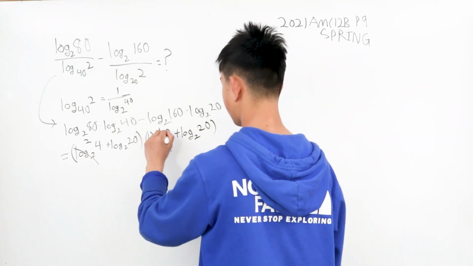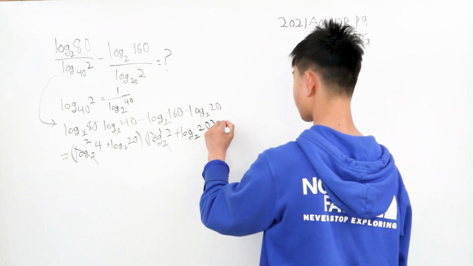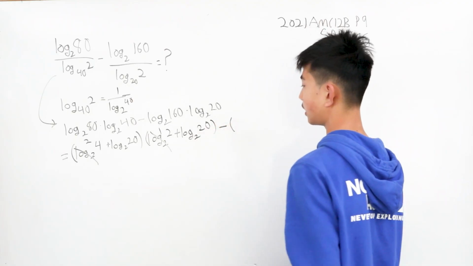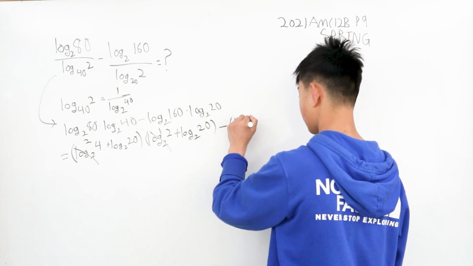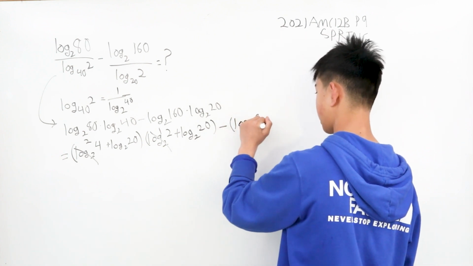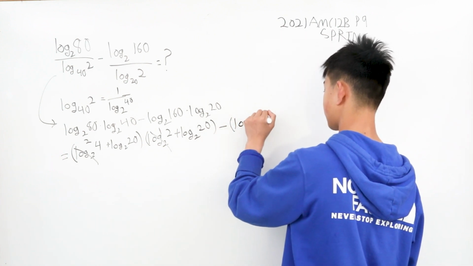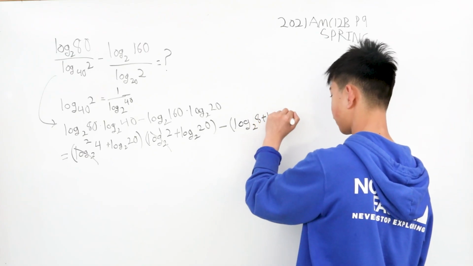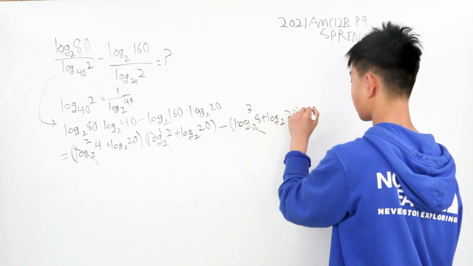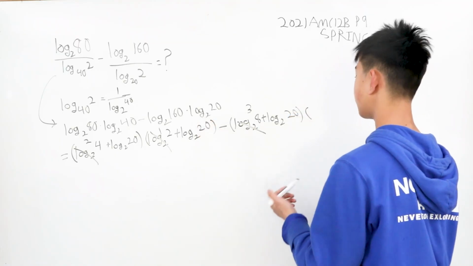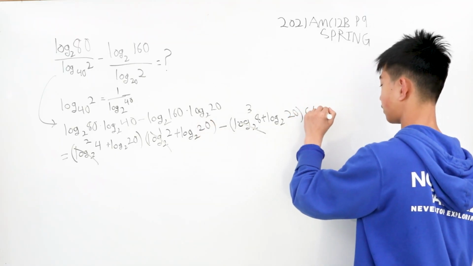This cancels to 1. And then you subtract: 160 is 8 times 20, so you do log base 2 of 8 plus log base 2 of 20. This becomes 3. And then this log base 2 of 20, you just multiply that there.